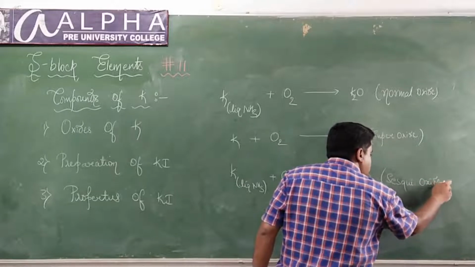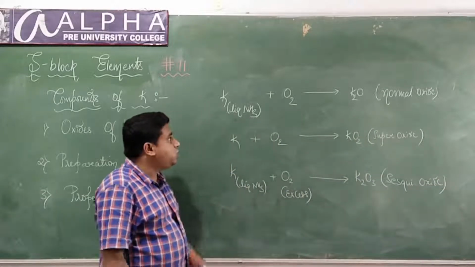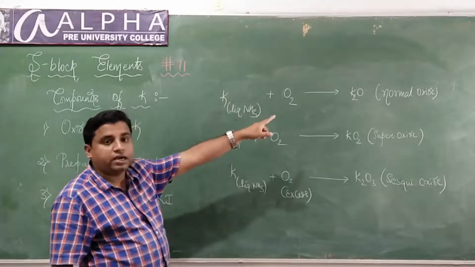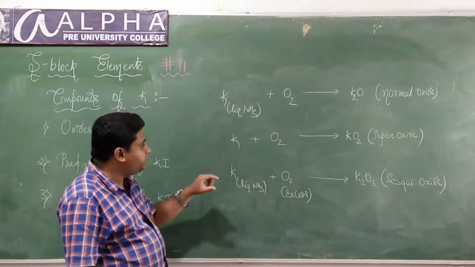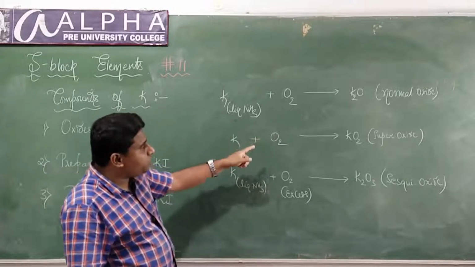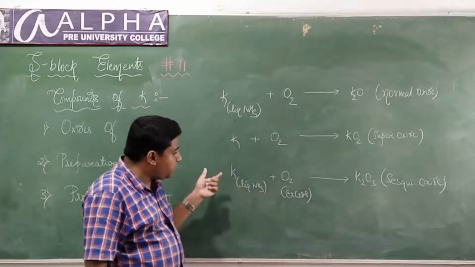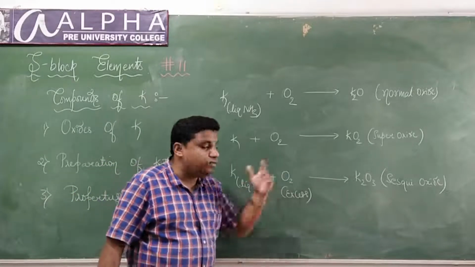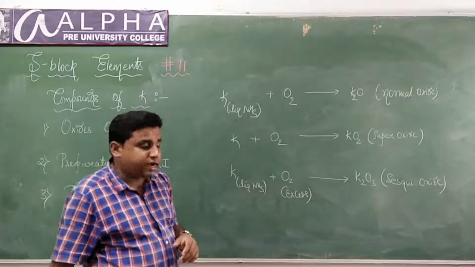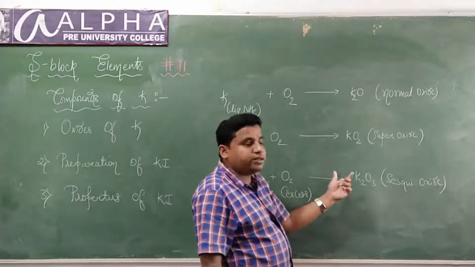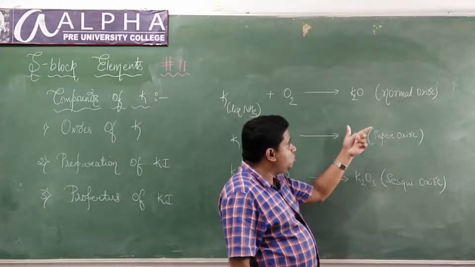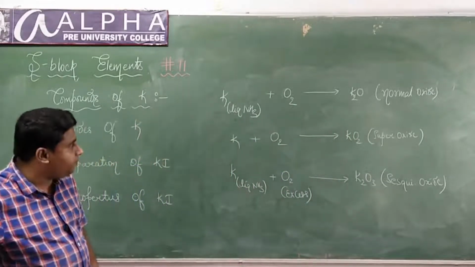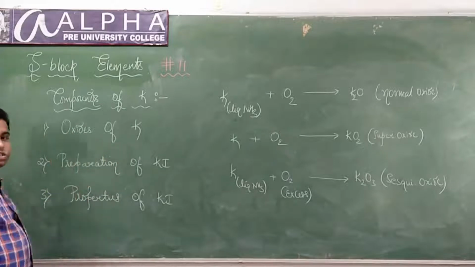So when potassium dissolved in liquid ammonia reacts with oxygen, we will get potassium oxide, that is the normal oxide. When potassium directly reacts with oxygen, it will form superoxide. But when potassium dissolved in liquid ammonia reacts with excess of oxygen, it will form sesquioxide. The formula for sesquioxide is K2O3. Superoxide is KO2. Normal oxide is K2O. That's all about the different oxides of potassium.